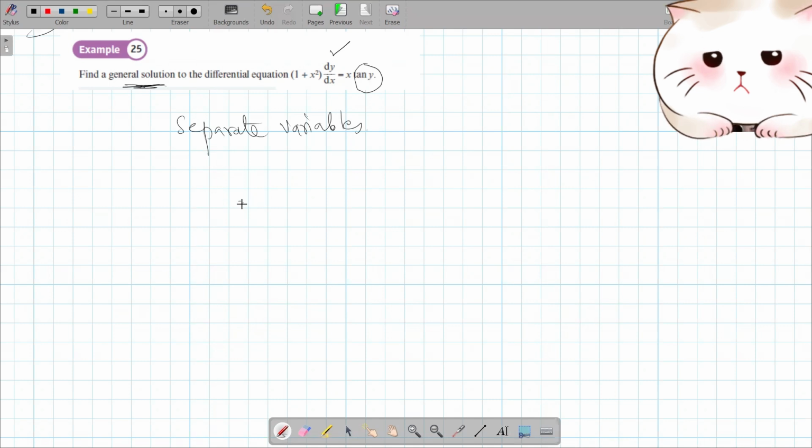So it will be 1 over tan y. And take this 1 plus x square to the right hand side, then it will be divided on the right hand side. So we will get x upon 1 plus x square. And the differential dx will also be multiplied on the other side. So we have separated the variables. You can see on the left hand side, we only have the y variable.